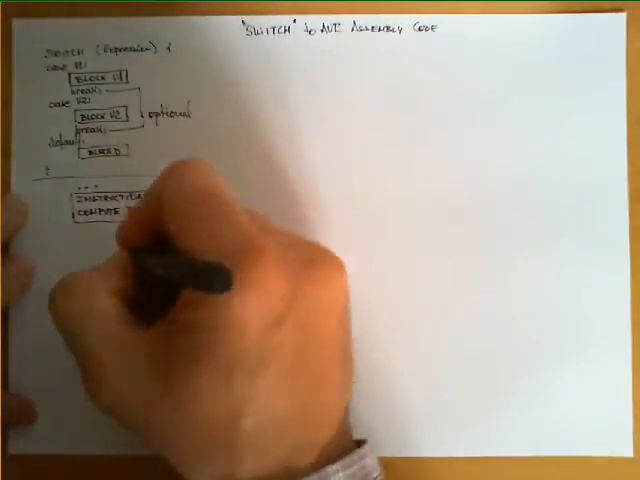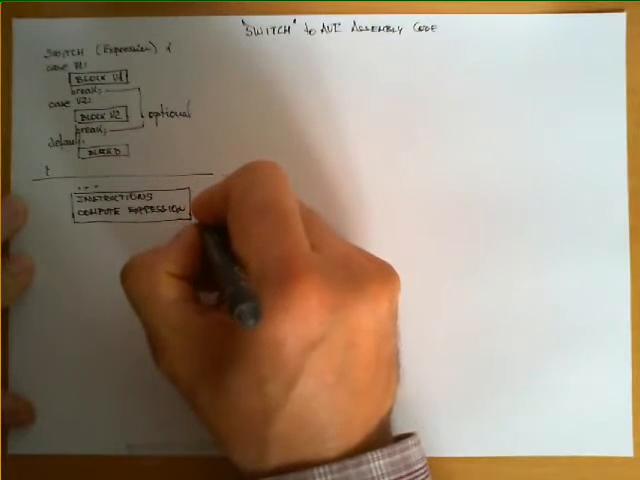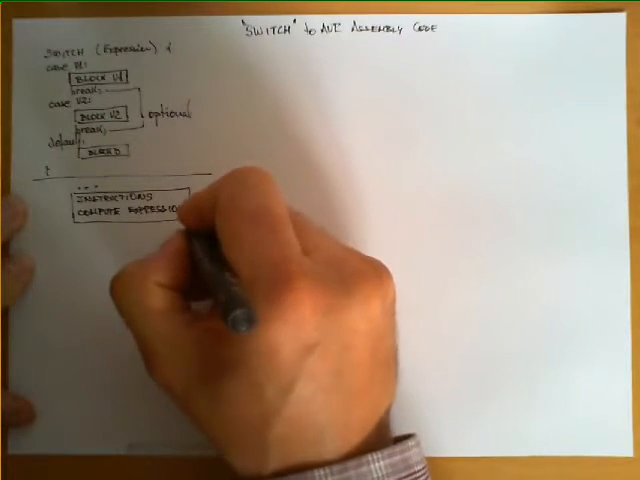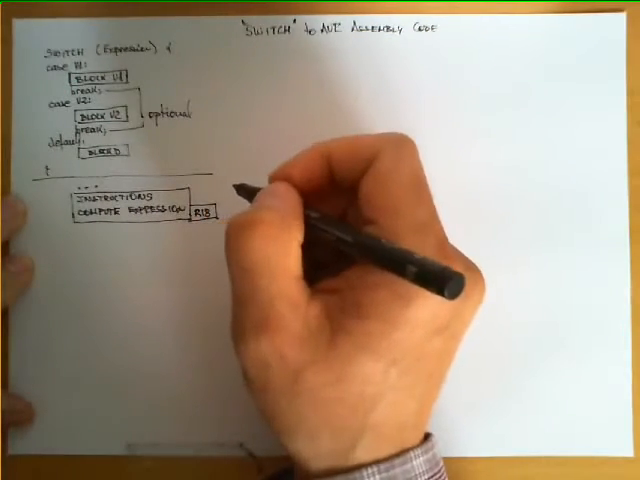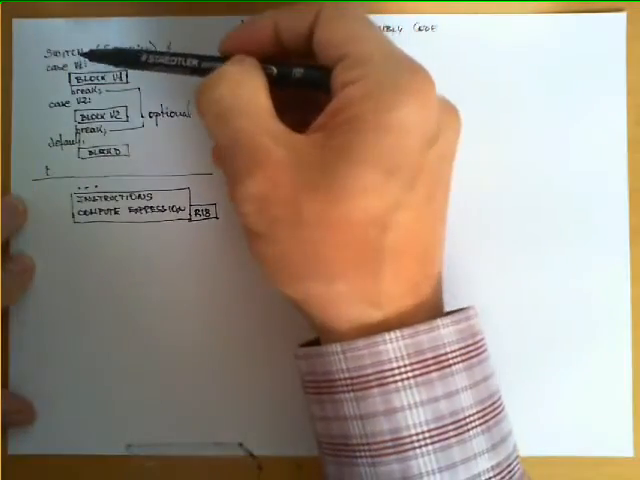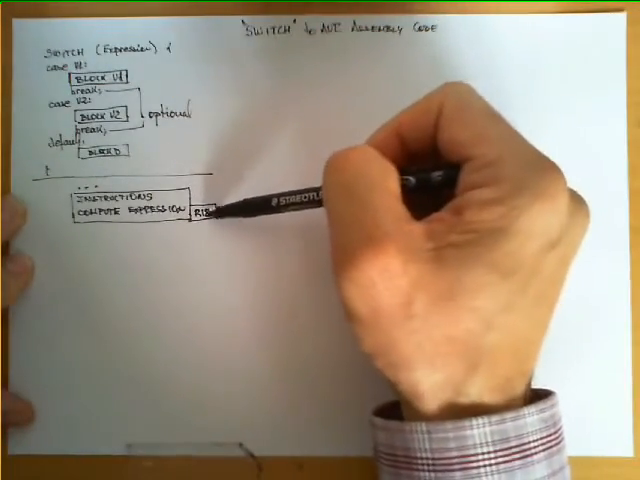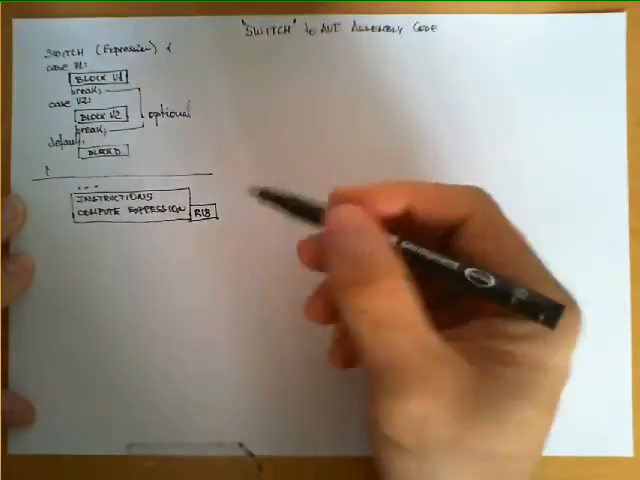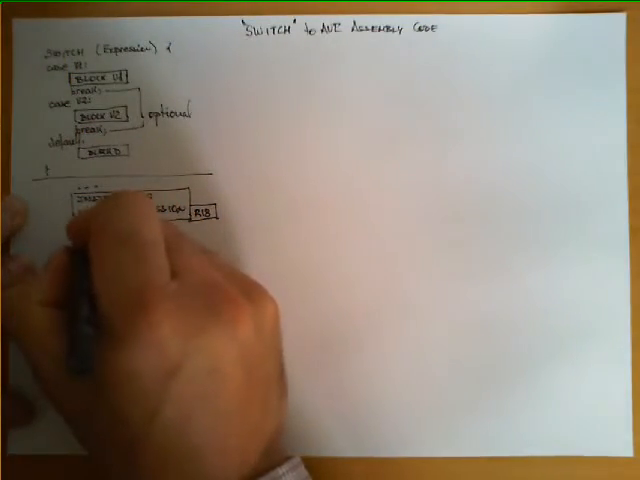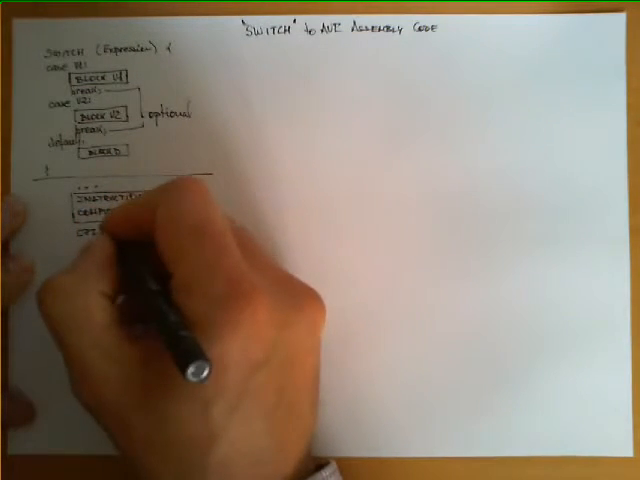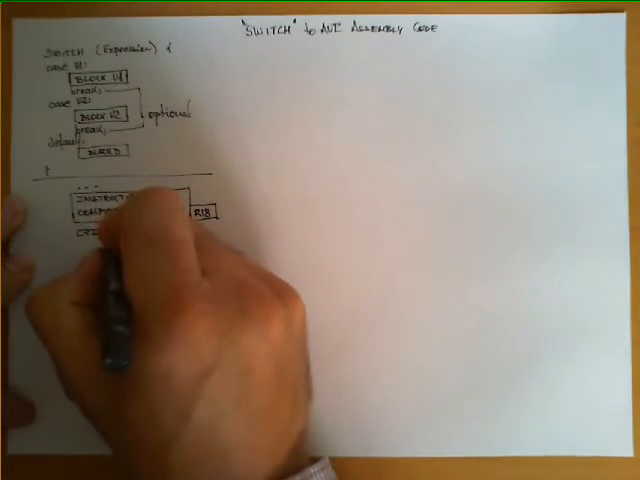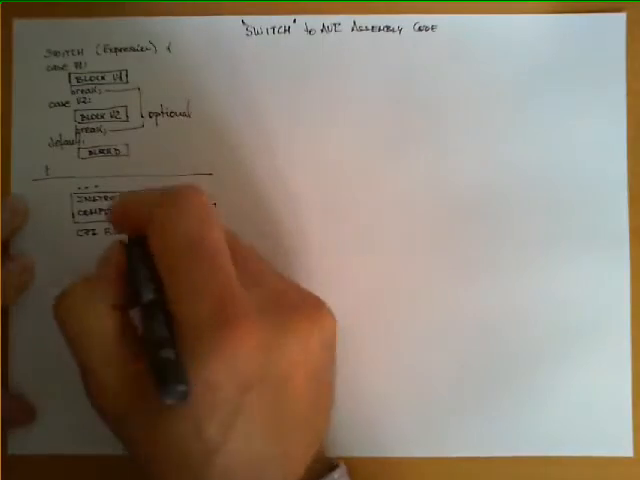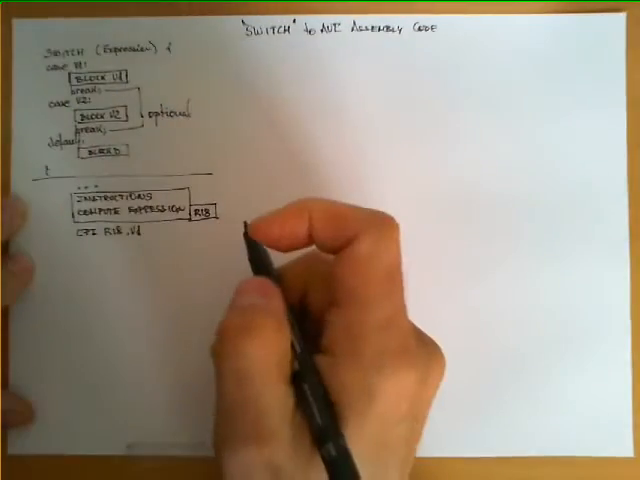Now let's assume, for the sake of this discussion, that the result of that expression has been stored in register R18. What we need to do is start comparing whatever the value is in R18 with the constants specified in the cases. We can do that directly with the CPI, compare with immediate, instruction, and we compare R18 with value v1, and value v1 is taken directly from here.